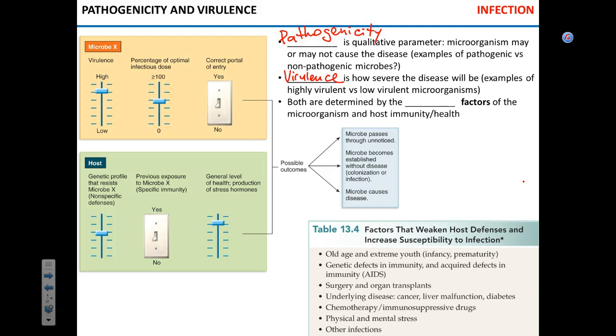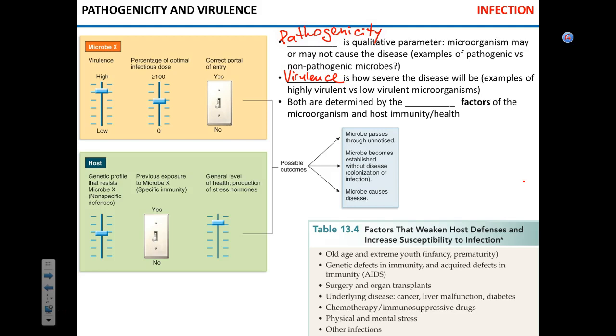Can you think of a microbe, also pathogenic, that has high virulence? Tuberculosis, a highly virulent microbe. There's a great example of a microbe that is not communicable and has ultimate virulence. It's rabies. If you get rabies and you don't treat it, you're done.